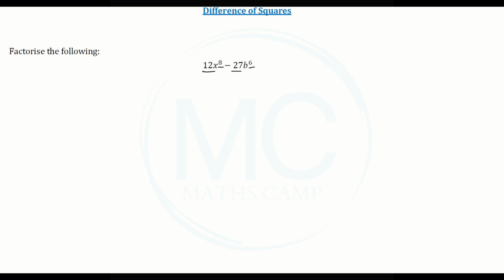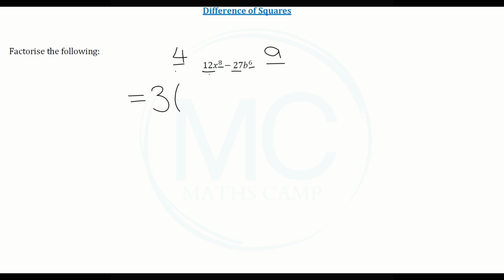12 and 27 are both divisible by 3. 12 divided by 3 gives us 4, and 27 divided by 3 gives us 9. 4 and 9 are both squares. So to start, let's take out a common factor of 3. So we can say 3, open our bracket.